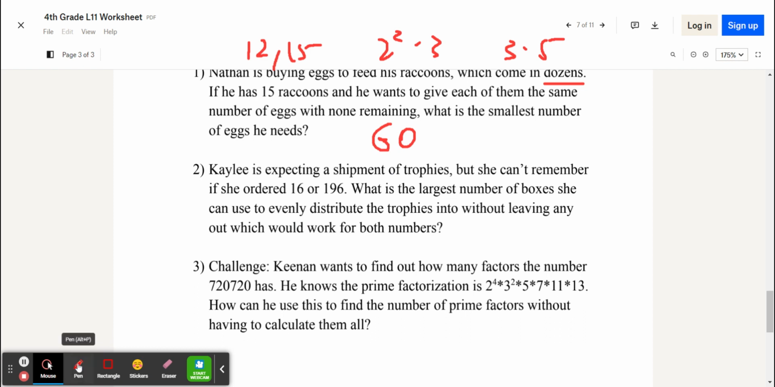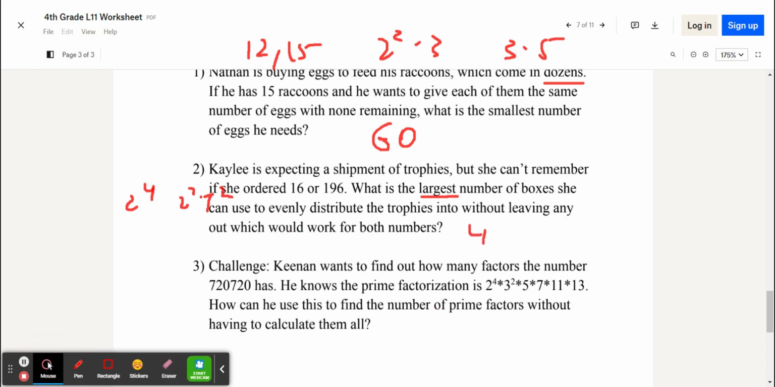Kaylee is expecting a shipment of trophies, but she can't remember if she ordered 16 or 196. Very odd, but what is the largest number of boxes she can use to evenly distribute the trophies into without leaving any out, which will work for both numbers? In this problem, we're just trying to find the greatest common factor because we're trying to find the largest number of boxes that would evenly distribute both trophy counts. 16 is 2 to the power 4. 196 is 2 squared times 7 squared. So they have 2 squared in common, which is just 4.